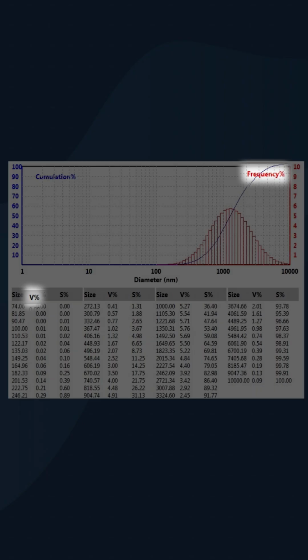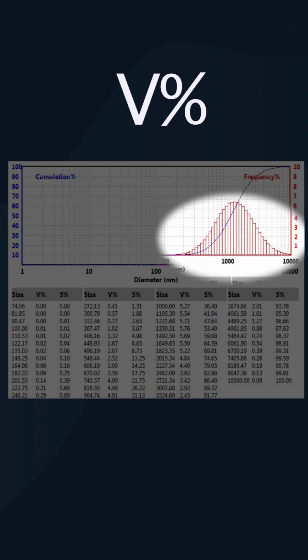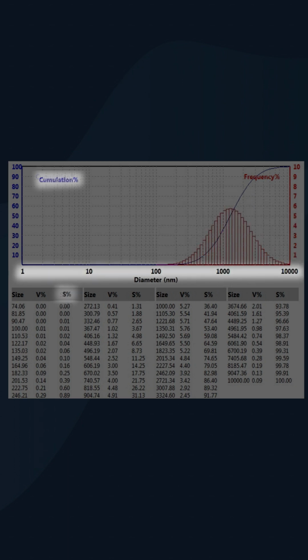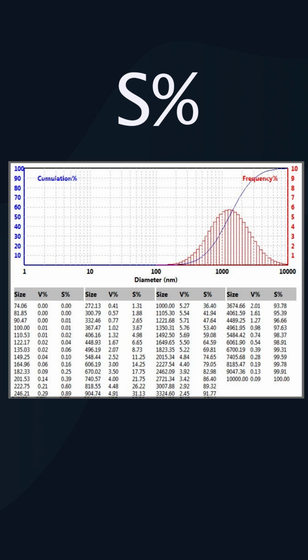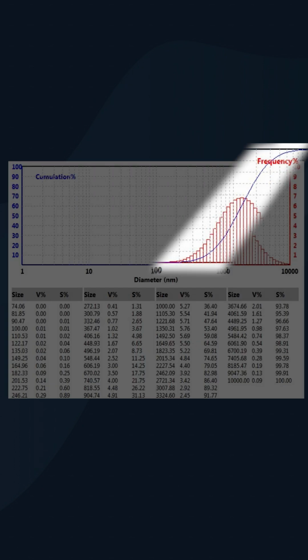V% or frequency percentage represents what percentage of total particle volume are between adjacent sizes. This forms the histogram, where the scale multiplies by 10 at regular intervals. Cumulation, or S%, uses the frequency percentage cumulatively, showing the percentage content of volume with that particle size and smaller, and is represented by the blue curve.